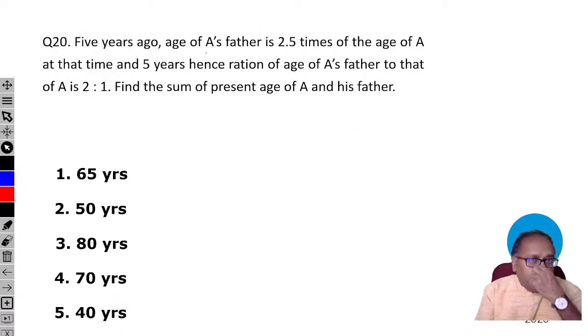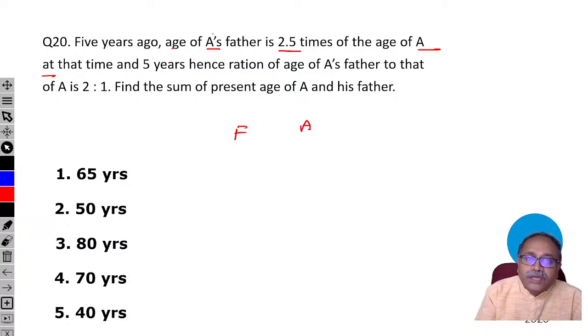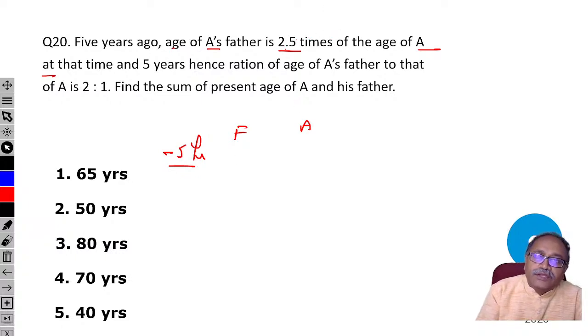5 years ago, the age of A's father was 2.5 times the age of A. సో హిస్ ఫాదర్ is F అని అనుకుందాం and the A 5 years ago 5 years back. సో ఈ రేషియోకి డెసిమల్ నుంచి ఇంటీజర్లో కన్వర్ట్ చేసామని అంటే ఇది 5:2 అయిపోతుంది.